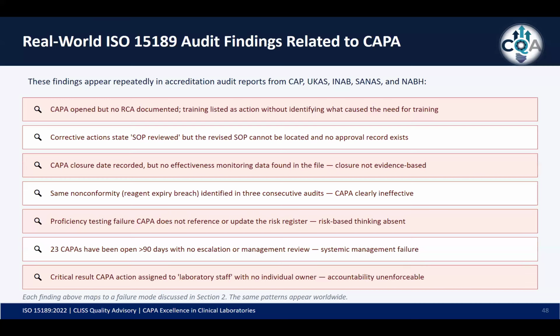The same non-conformity is identified in 3 consecutive audits. It clearly shows that your CAPA processes are not effective. Every time you go to that lab, you raise the same NC. The form is completed, signed off by the quality manager. Come back after 6 months, the same NC is raised. It's not effective. Okay, so just go through this and see what you can identify with. But these are real life examples across the whole world.